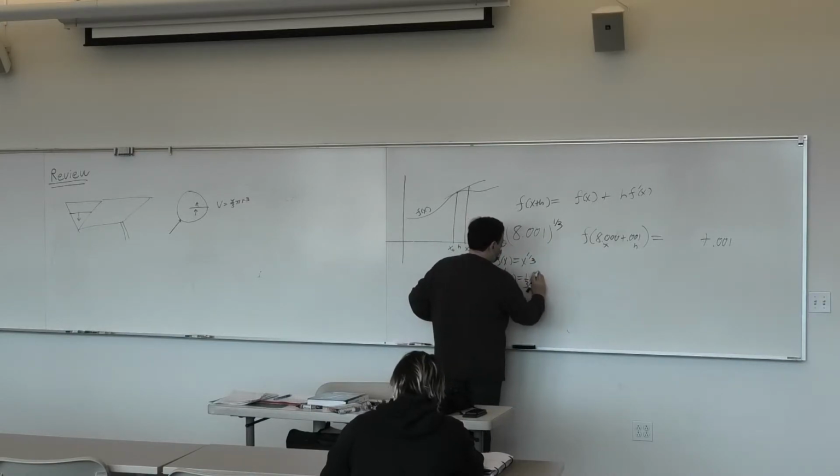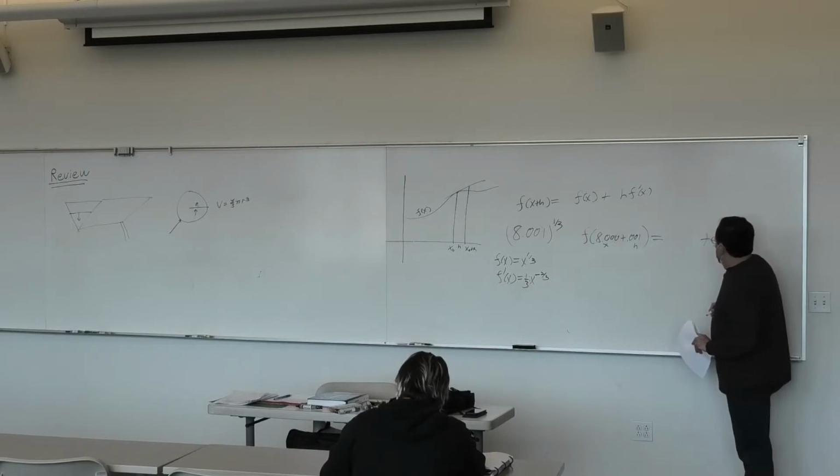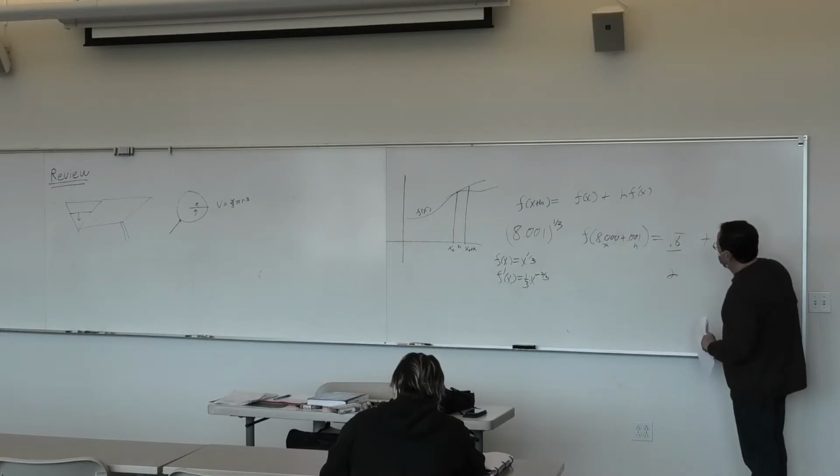Is 1/3 x to the negative 2/3. Okay, that's what I wanted to do. And, okay, so the cube root of 8, nice easy number, that's 2, plus 0.01 times what? 1/3, 1 over x to the 2/3.